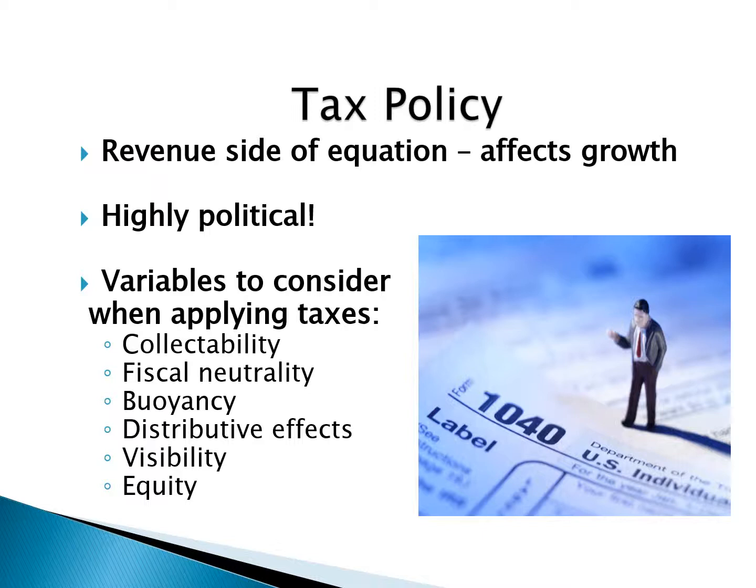The next policy tool that policymakers can use is tax policy, where they're concerned with revenue generation. As such, this is highly political, and the policymakers must consider several different variables before they apply taxes. First is collectability, or the ease of collecting the taxes that you administer. You can think about this in terms of the evaluative criteria of administrative feasibility. Can you actually go about collecting the taxes which you put in place?